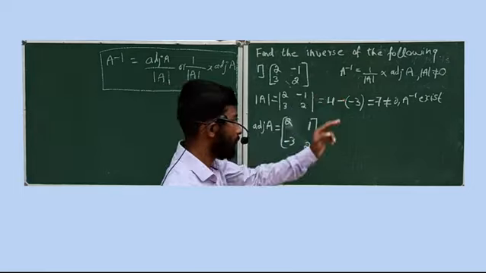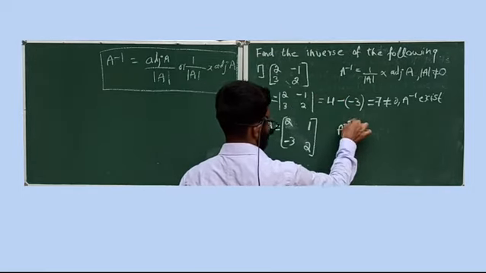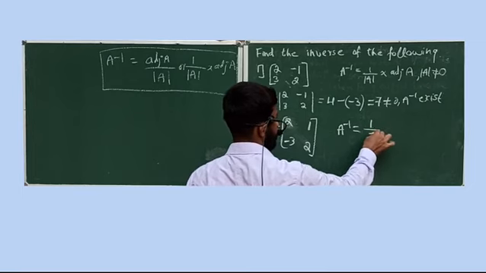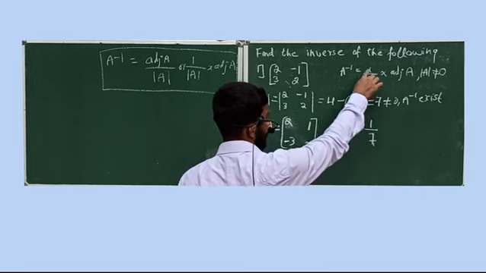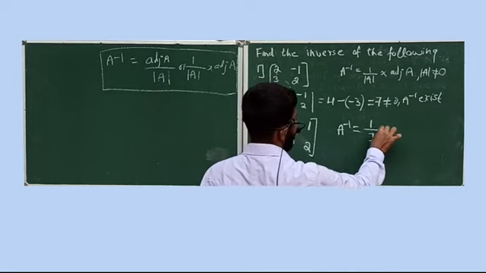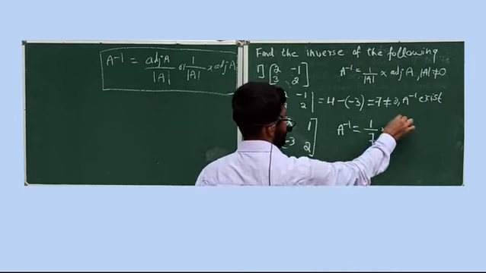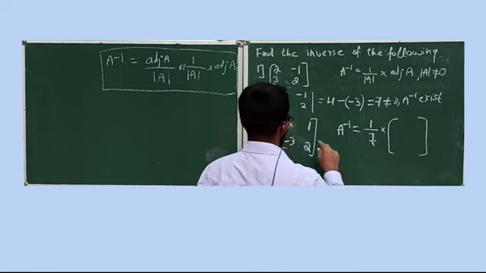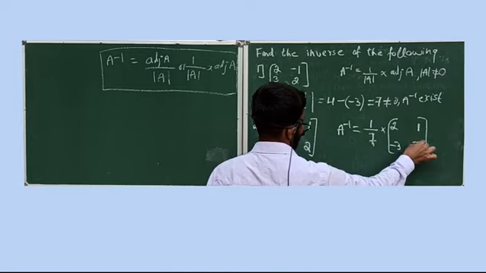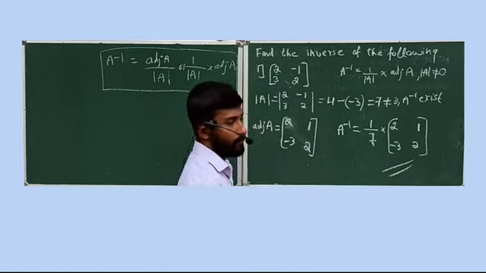Then use the formula. A inverse is equal to 1 by determinant A, which is equal to 7. Okay. It's very important. 1 by determinant A. Okay. 1 by 7 into what is adjoint? Adjoint is 2, 1, minus 3, 2. This is A inverse. Clear?